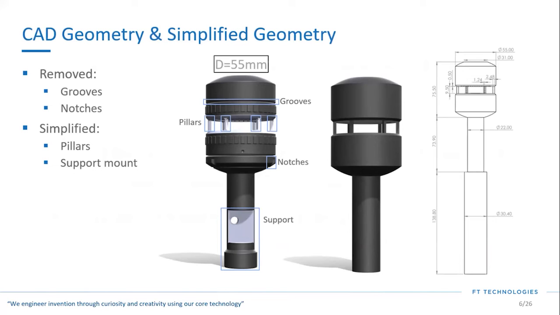So what does the CAD geometry look like, and what simplifications have we done? We've removed all the grooves and the notches, smoothed out the whole surface, and we've simplified the pillars and the supporting mount. So on the left-hand side, you've got our full FT742 flat front. On the right is our simplified model with the simplified CAD geometry. There's some stuff I can't give away, but there you go. As a sense of perspective, our sensor is 55 millimeters in diameter.